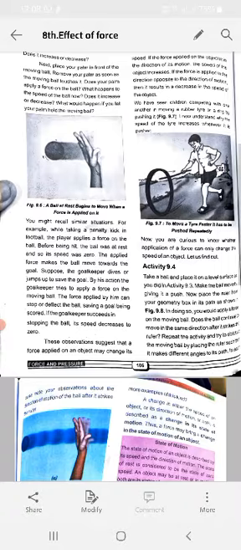If he is successful in stopping the ball, he saves the goal and the speed of the ball goes to zero. And if he is unsuccessful in stopping it, the ball moves continuously and most probably moves towards the goal. So the speed is not zero; it will tend to become zero if the goalkeeper picks it up again to throw the ball back into play. These observations suggest that a force applied on an object may change its speed. If the force applied on the object is in the direction of the motion, the speed of the object increases.